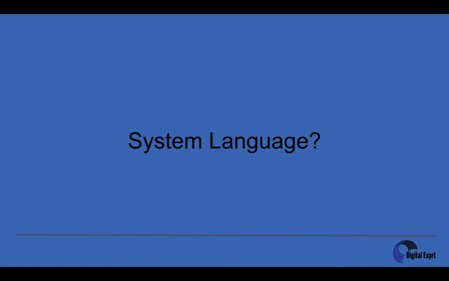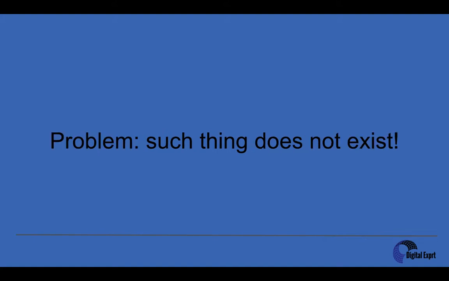And of course, the first thing that comes to mind when we're saying, okay, now we need to control the system, is which system language do we use? What is the system language? Same as when we're building software, we're using programming languages of various kinds. What is a system language? And the answer is that such a thing does not exist.